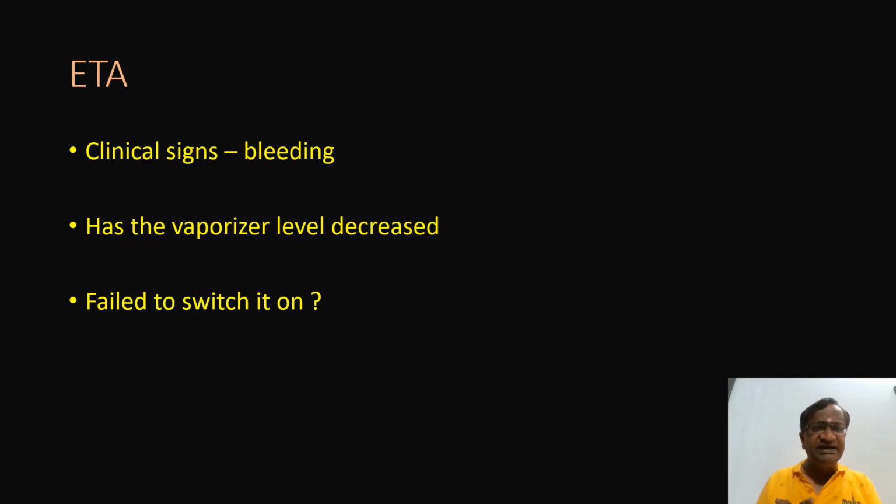Clinical signs of bleeding are there. Has the vaporizer level decreased, or have we failed to switch it on? These are the things that make it very essential to have end-tidal monitoring, because if you have set it on 2% and the end-tidal is not showing, then it means the vaporizer level has decreased or we have failed to switch on the isoflurane itself. So, in and out.